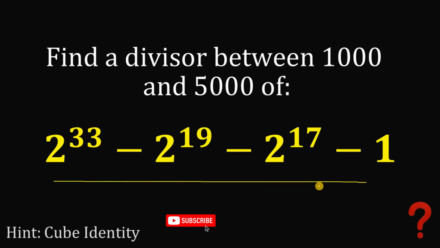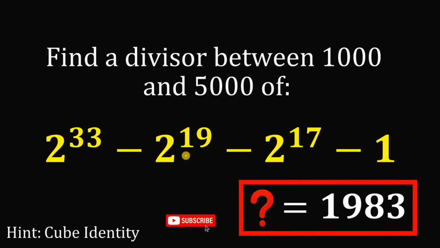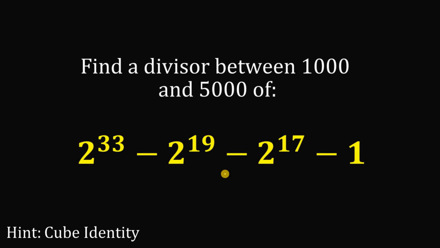So, pause this video right now and see if you can answer this question, because I will show you the answer and the solution in 3, 2, 1. Alright, the answer to this question is equal to 1,983. This is the only factor of this number that is between 1,000 and 5,000. Now, of course, the question is, how do we get this result? And here's the solution.